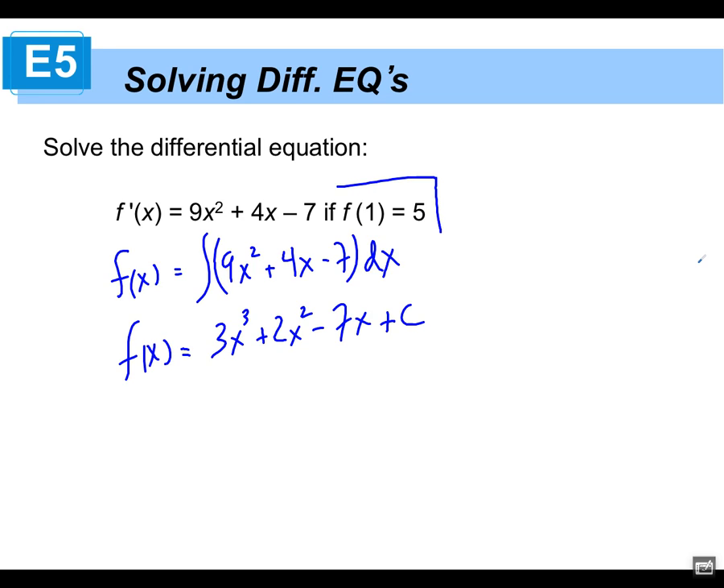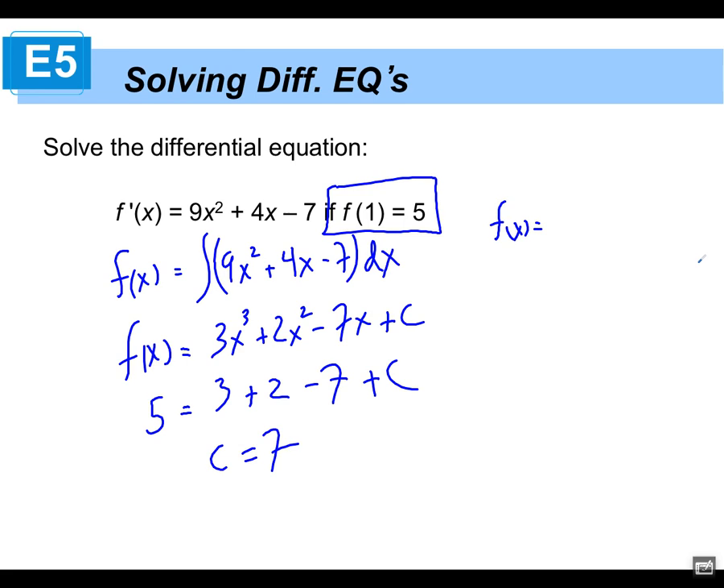Now using the initial conditions and solving for c. So I'm going to put 1 in for x, set the whole thing equal to 5. So there's 5. That's going to be 3 plus 2 minus 7 plus c. 5 minus 7 is negative 2. Bring that over, so c is equal to 7. Which means that my final function, f of x, would be equal to 3x cubed plus 2x squared minus 7x plus 7. And there's my particular solution.